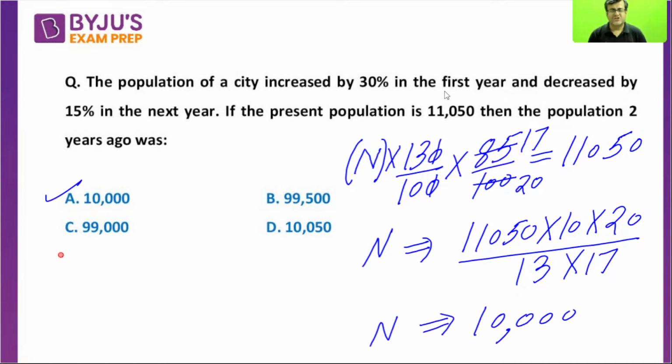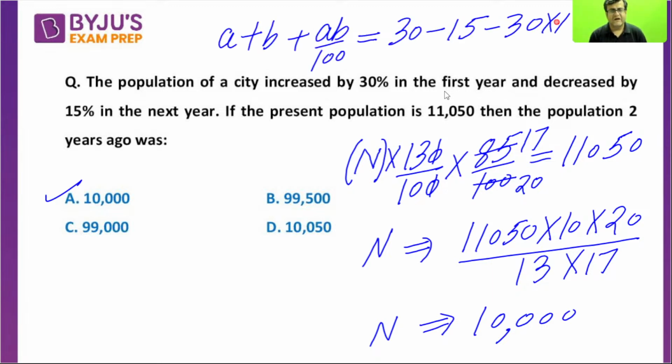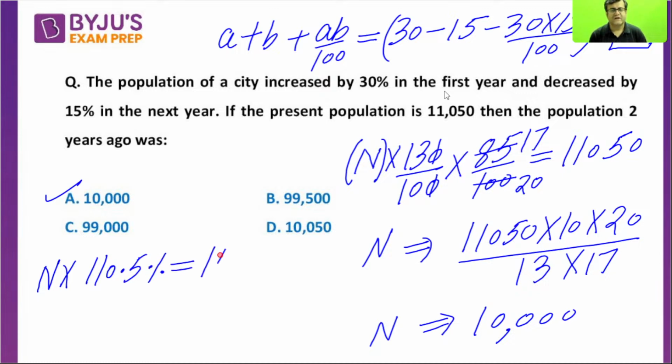Ratio method, successive method, this method, any method you can use. Ratio method is not required. This method you could use: a plus b plus ab by 100. Increase by 30, decrease by 15, so 30 minus 15 minus 4.5. So this is 15 minus 4.5, 10.5 is the final value. Final increase in total. If 10.5% is total increase, so whatever the population is, 10.5% increase means value will become 110.5%, which is equal to 11,050. So value of n will be equal to 10,000. That is it. Is the point clear?